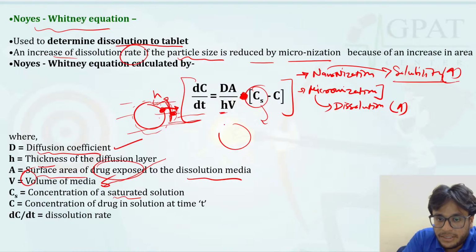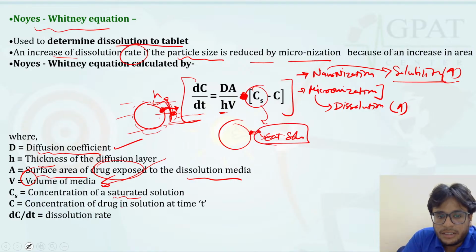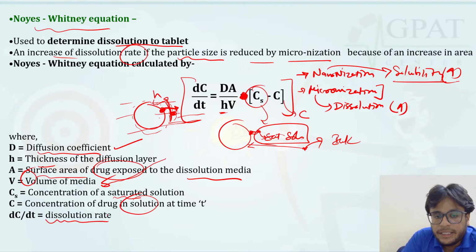So this is the tablet surface. Here, a region located in the proximity to the drug surface is known as the saturated solution region. Then comes the concentration of drug in the solution. The point that is far away from the drug is known as the bulk concentration, denoted by C, and dC by dt is the dissolution rate.